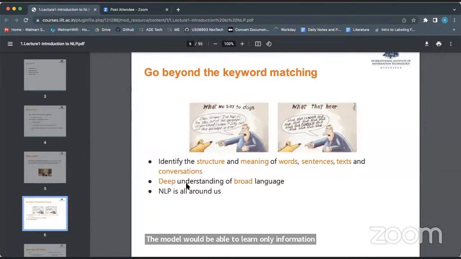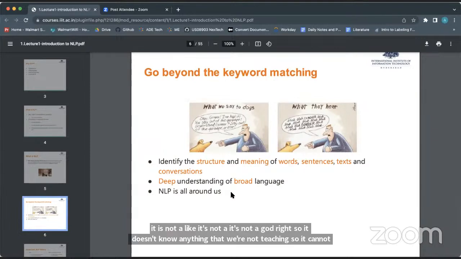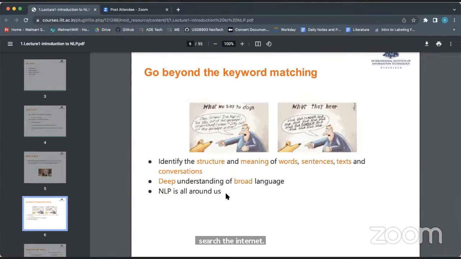So the model will be learning whatever we are teaching it. That's it. It's not a god, right? It doesn't know anything that we're not teaching. So it cannot search the internet, at least for now. Maybe if the AI takes over, then it can, I guess. Yeah. So basically, NLP is all around us. It's just a language.